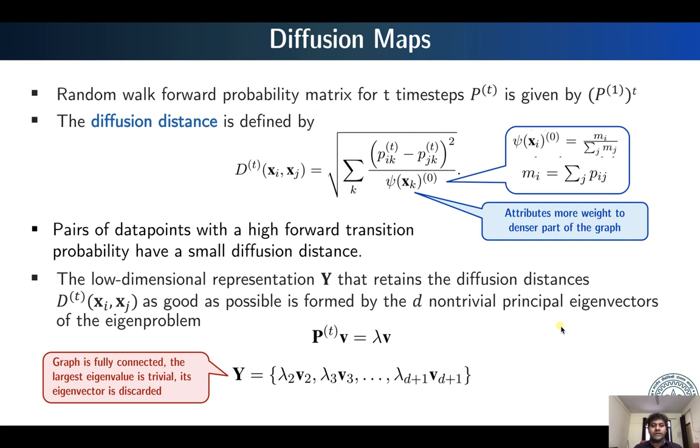Basically the graph is fully connected. So that's why the lower dimensional representation is given by this. We are starting from the second eigenvector and going all the way up to d plus 1, where d is the dimensionality of the lower dimensional data. Since the graph is fully connected, the largest eigenvalue is trivial, which is basically 1, so we discard it. It has been shown that the lower dimensional representation is given by the d non-trivial principal eigenvectors. So this is how diffusion maps solves the problem of dimension reduction. And by computing this diffusion distance, which integrates all the possible paths between two data points in the neighborhood graph, it is more robust as compared to the geodesic distance, which is computed by the Isomap technique.